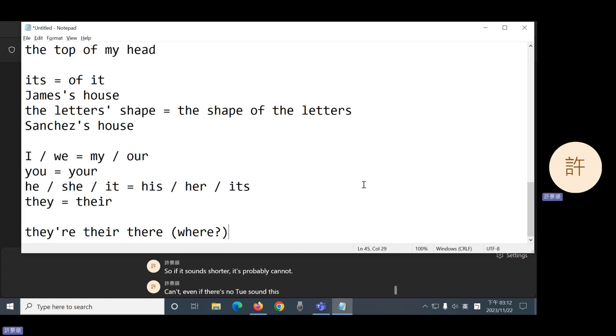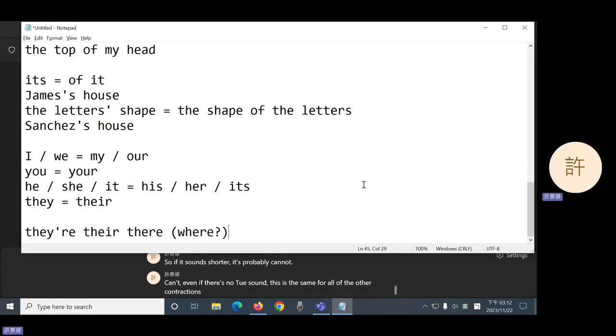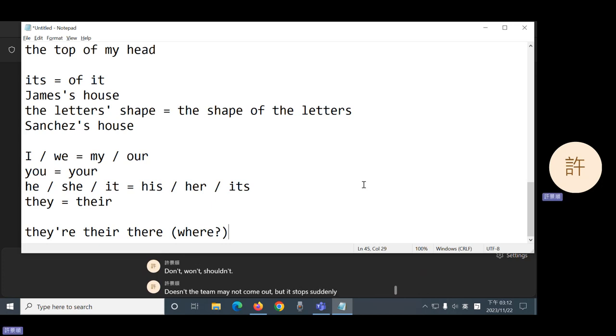This is the same for all of the other contractions. Don't, won't, shouldn't, doesn't. The T may not come out, but it stops suddenly. So I can hear you and I can't hear you. I can tell you and I can't tell you. Can you start to hear the difference? You can hear the difference or you can't hear the difference?